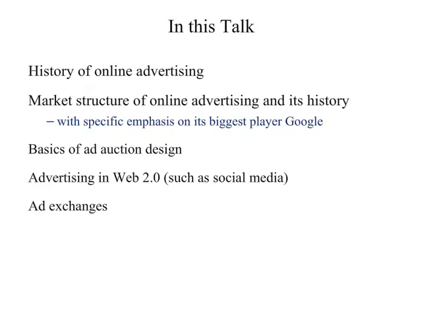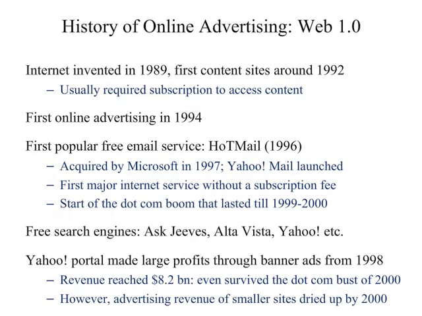Okay, so let's start with the history of online advertising, and first Web 1.0. In my view, Web 1.0 runs essentially till the dot-com bust of 2000. Even though there is no clear line to it, that's where an approximate line can be drawn. So let's say the internet was invented in 1989. That number is a little arbitrary because it was built in several stages. But let's say the first content sites, where you could actually get a connection and go to the internet and have a couple of websites, was about 1992.